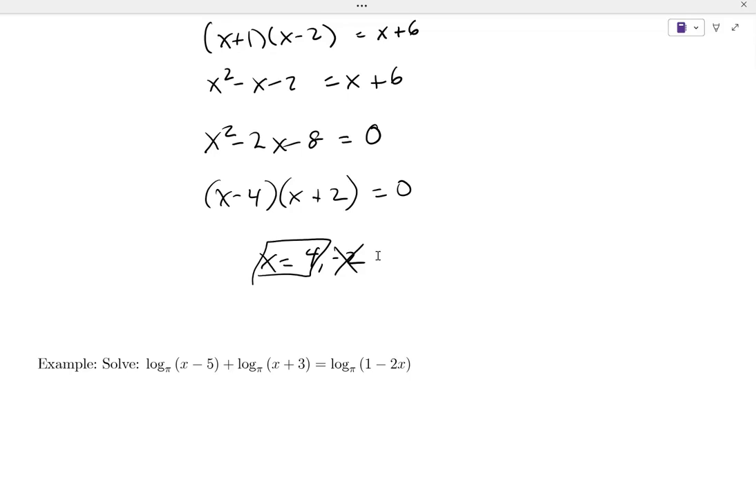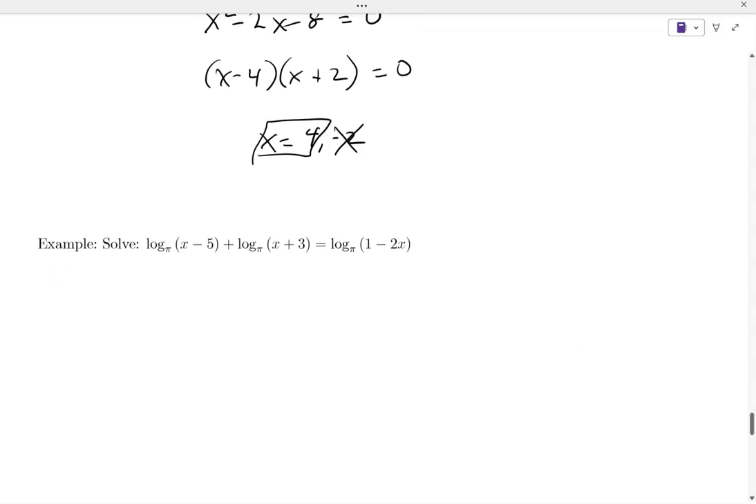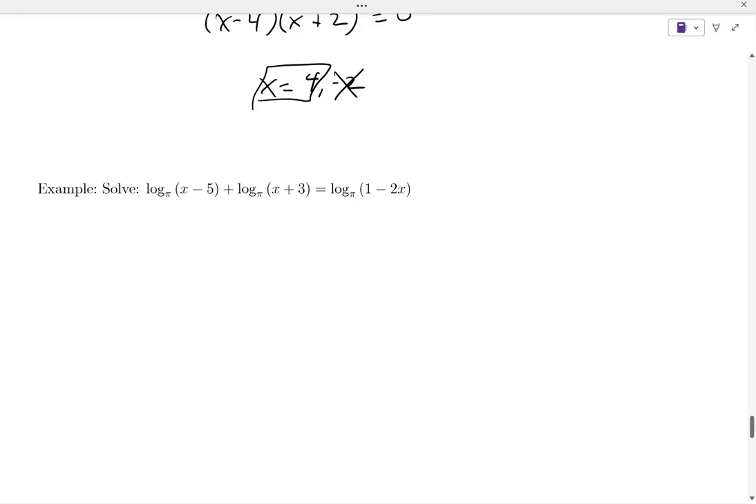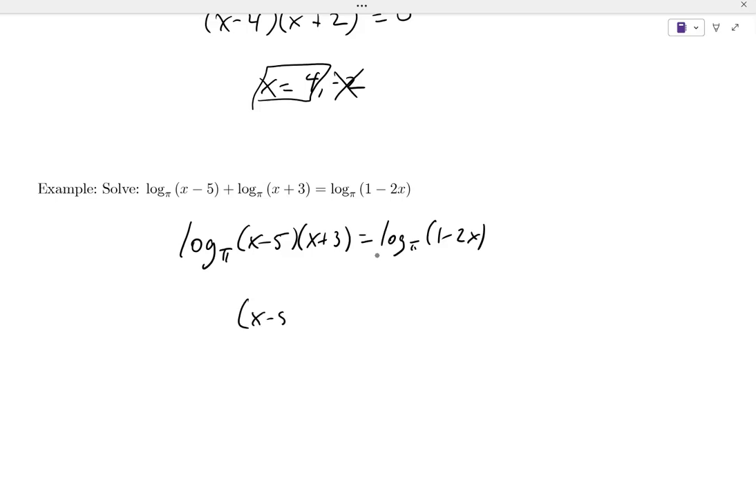Ready to chat about it? What'd you do first? Multiply, good. What did everybody get for the first step? Good. Now that we have a single log on both sides with the same base, what can we do next? Yeah, just equate the insides, right? Basically drop the logs off of there.